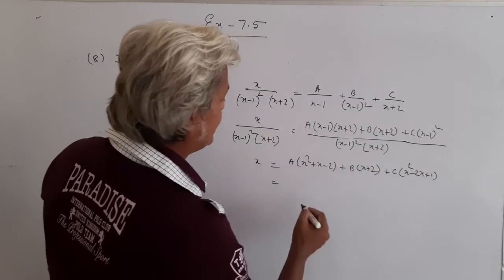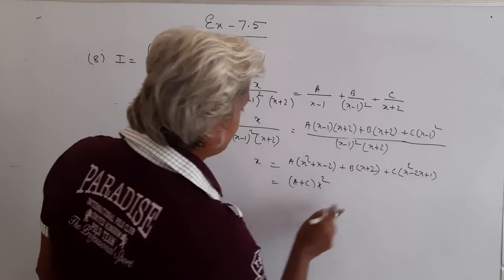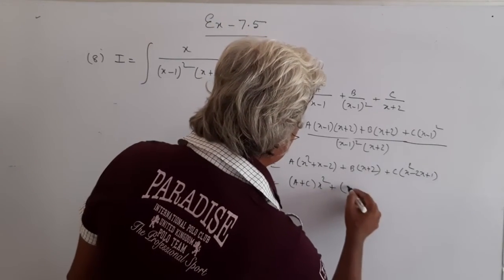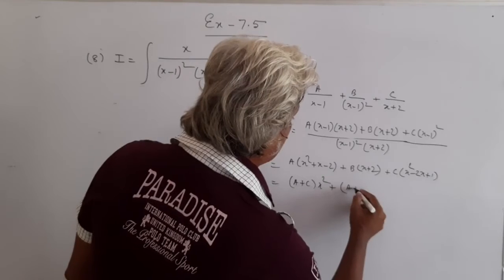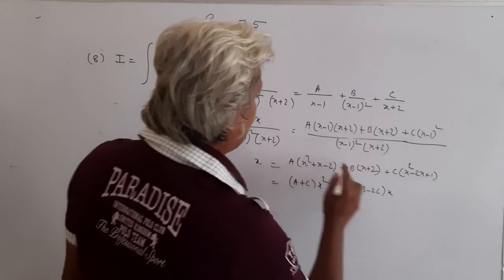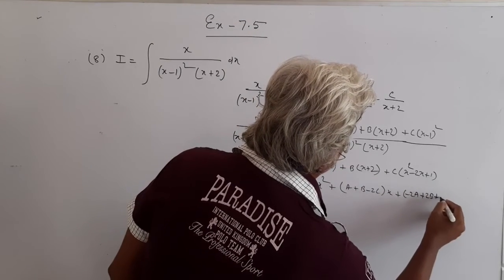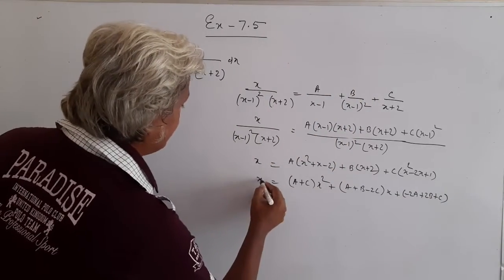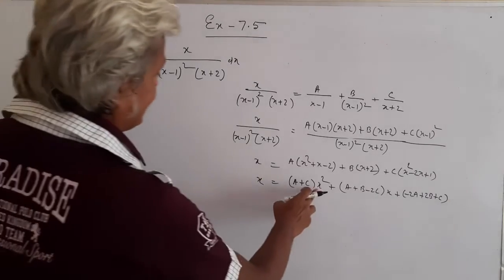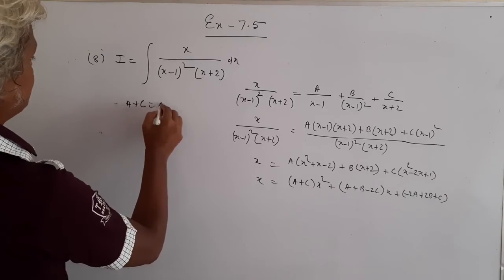Now make the proper arrangement of the coefficients. So a plus c gives you this one, a plus c x square. Then we have x here, so ax plus bx and minus 2c all have x, and the constant is minus 2a plus 2b plus c. So now I compare the coefficients. x square is not there, it means a plus c is 0. So a plus c is 0.